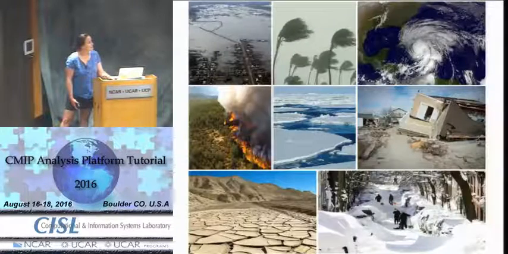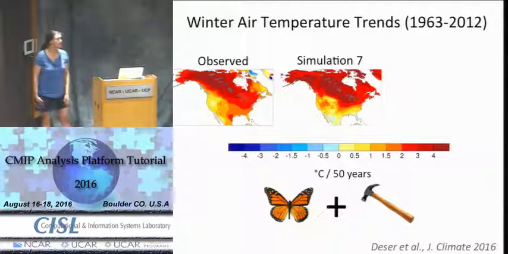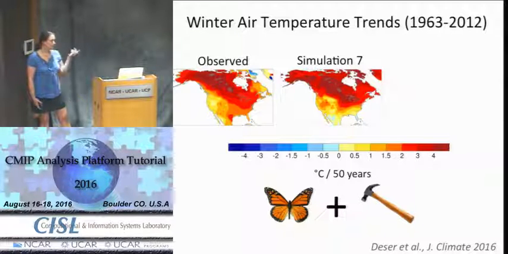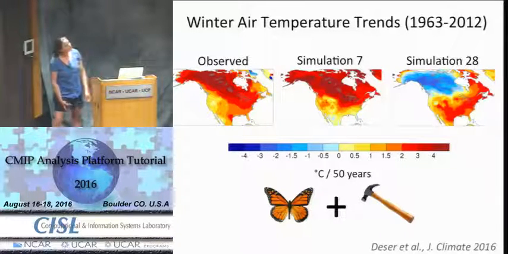So some specific examples. There's a number of different things one could look at. This is just one that's a relatively simple one, and it's from a paper that Clara wrote, where she's really using this concept of looking at an individual simulation and the observations and saying, oh, wow, cool. Simulation 7 of the large ensemble and the observed air temperature trends over North America looks pretty good, right? The model looks pretty good. Well, what happens when you look at simulation 28?